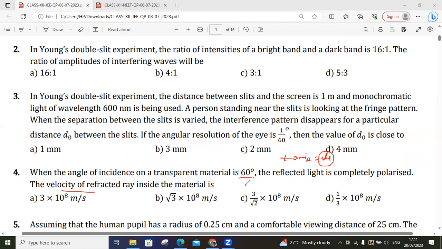So the velocity of refracted ray: mu, or n, is equal to c by v. So this is the velocity of light in vacuum divided by v, so this is 3 into 10 power 8 by root 3. We will get root 3. Okay. Which is option B. So we will go ahead. Fifth question.